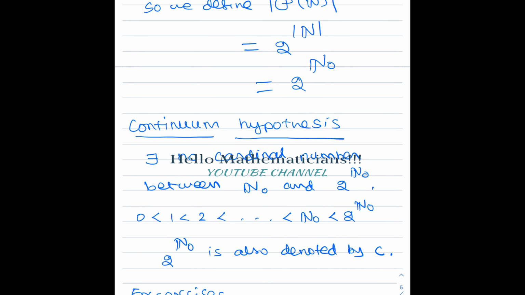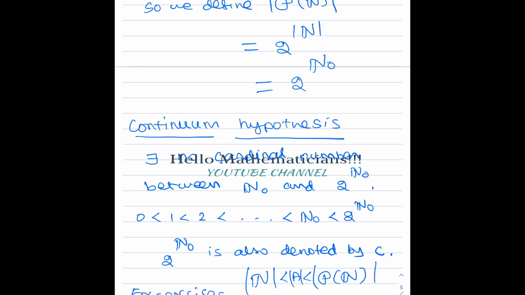Now the continuum hypothesis states that there exists no cardinal number between aleph naught and 2 power aleph naught. So if there is a set bigger than N, then that set should have cardinality of the power set of N. That is what it says. So there is no set A whose cardinality lies between the cardinality of N and the power set of N. That is what the continuum hypothesis says.